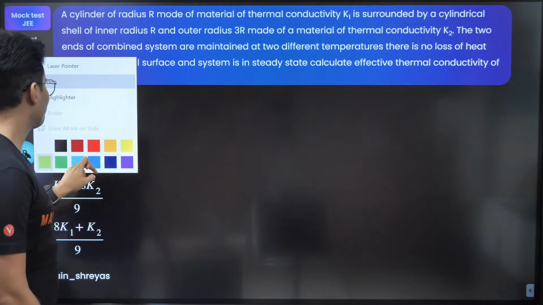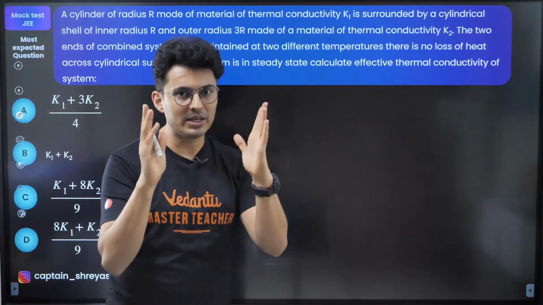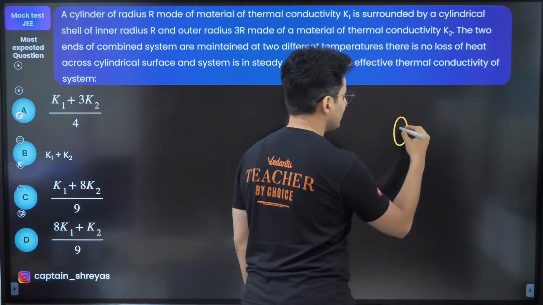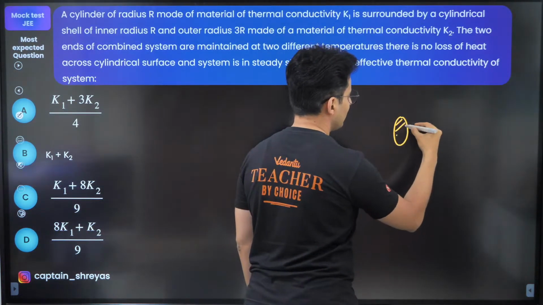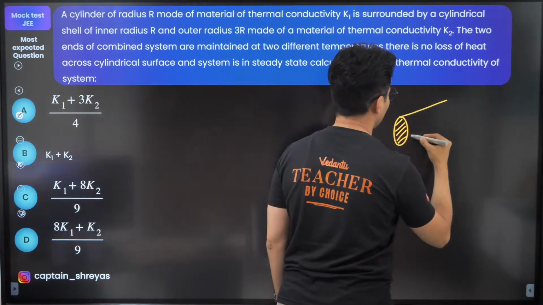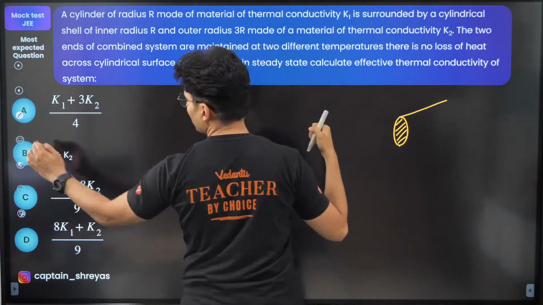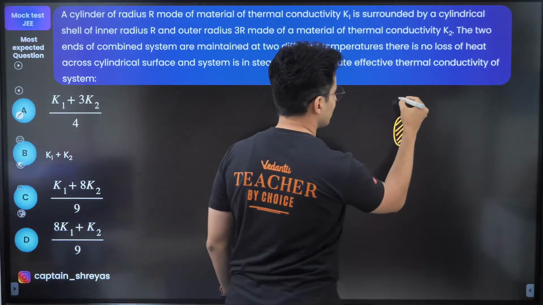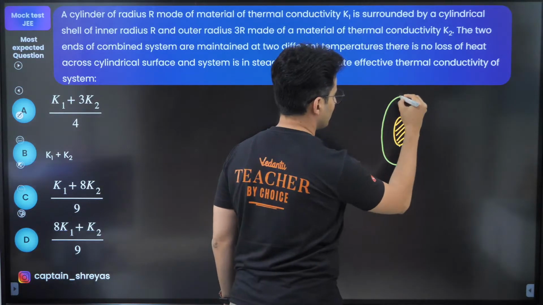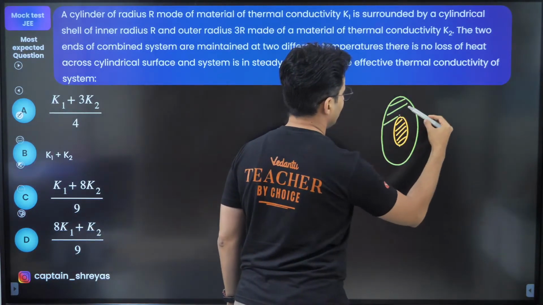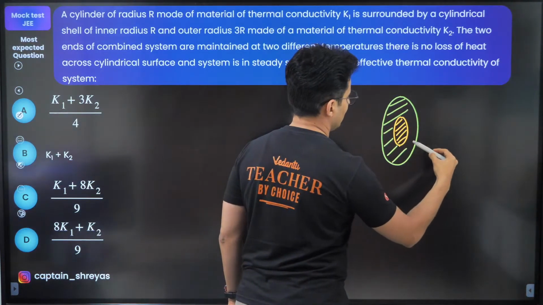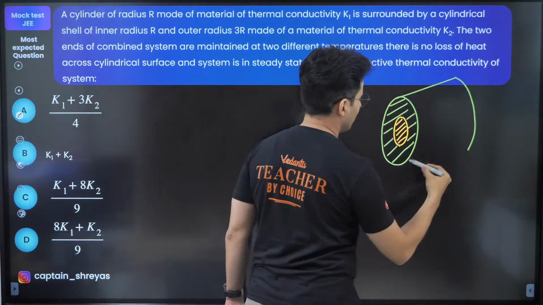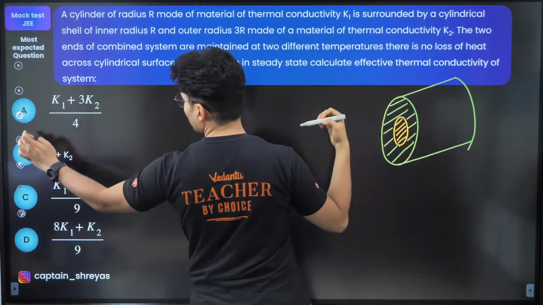It's a beautiful question. There is no direct formula. You have to go from the basics. Let's start by drawing the diagram first. So this is your thermal conductivity. This is the inner material. And this is the outer surface. I'm just going to shade it differently. This is the outer surface like this. And this is that cylindrical rod.